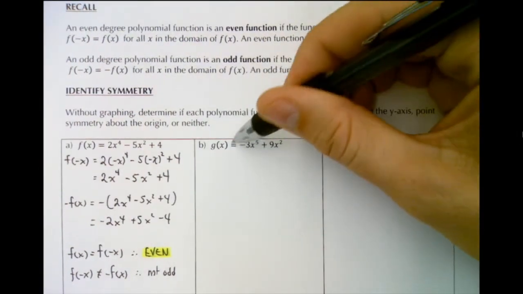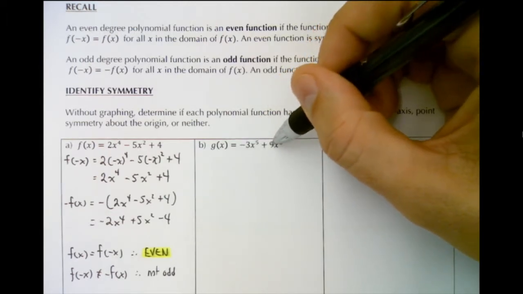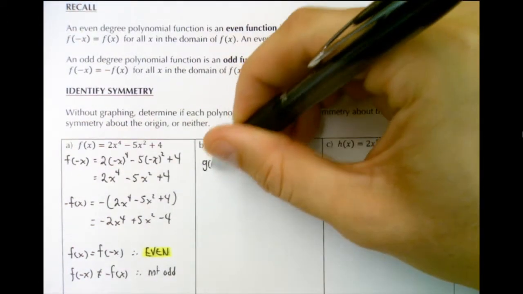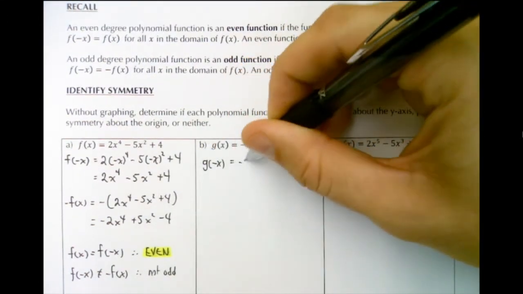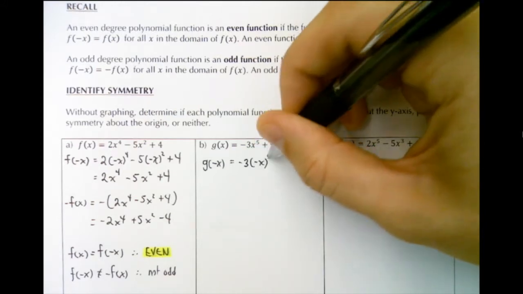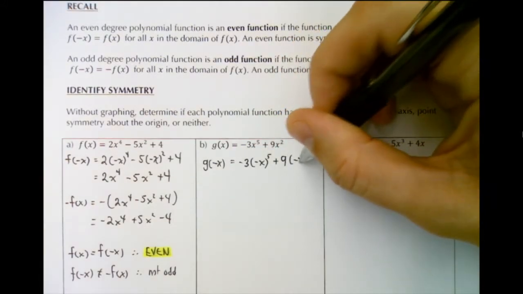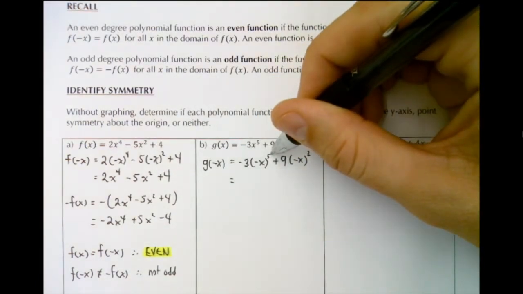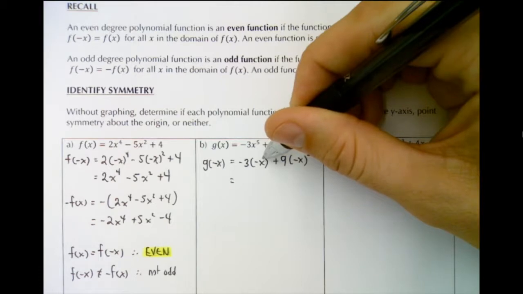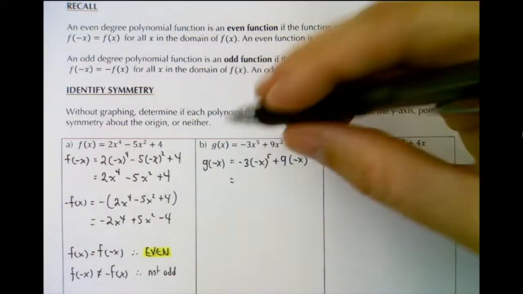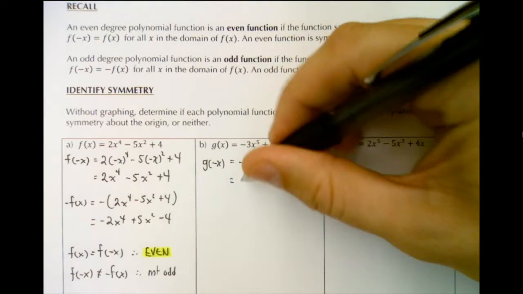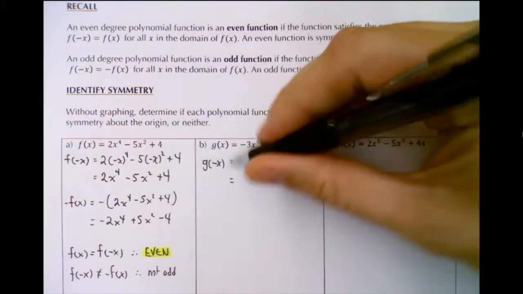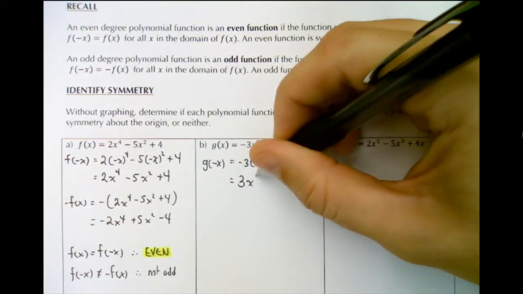Let's try another one. g of x is negative 3x to the exponent 5 plus 9x squared. So let's do some tests. Let's see what g at negative x is. That would be negative 3 times negative x to the exponent 5 plus 9 times negative x squared. Negative x to the exponent 5, that exponent's odd, so you're going to have an odd number of negative x's multiplying, which means our answer is going to be negative x to the exponent 5. Negative x to the exponent 5 times negative 3 would make positive 3. So we'd end up with 3x to the exponent 5.